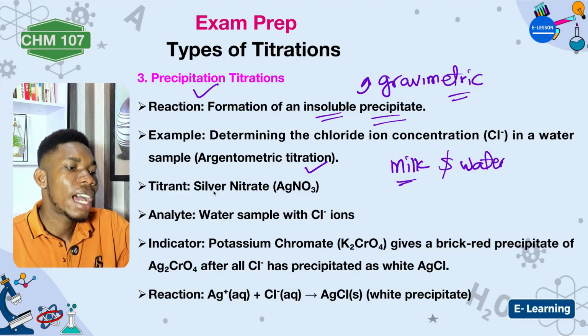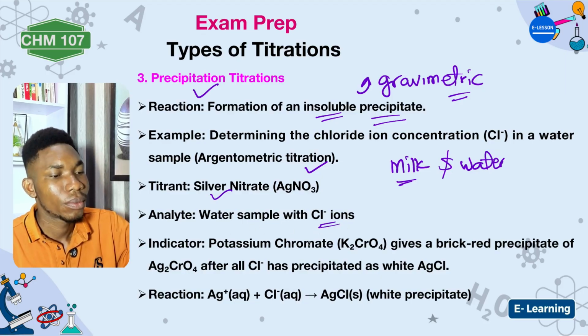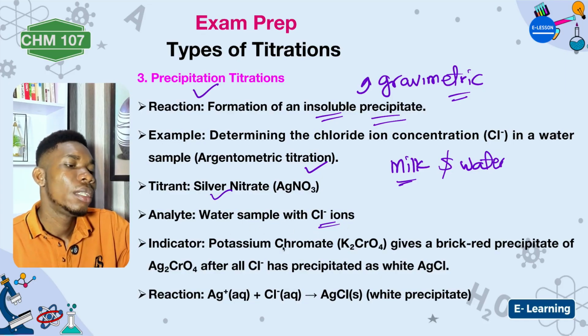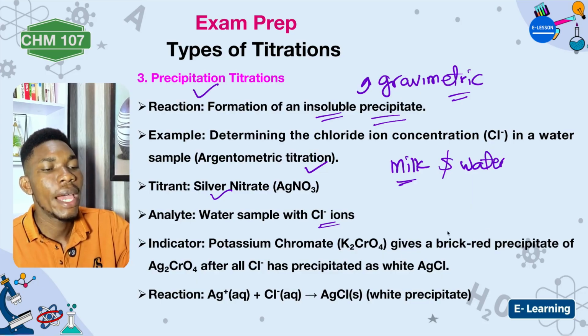The titrant in that reaction is silver nitrate. Then the analyte is a water sample with chloride ion. Is that okay? The indicator that is used in that situation is potassium chromate, which gives a brick red precipitate of silver chromate after all chloride has precipitated as white silver chloride.